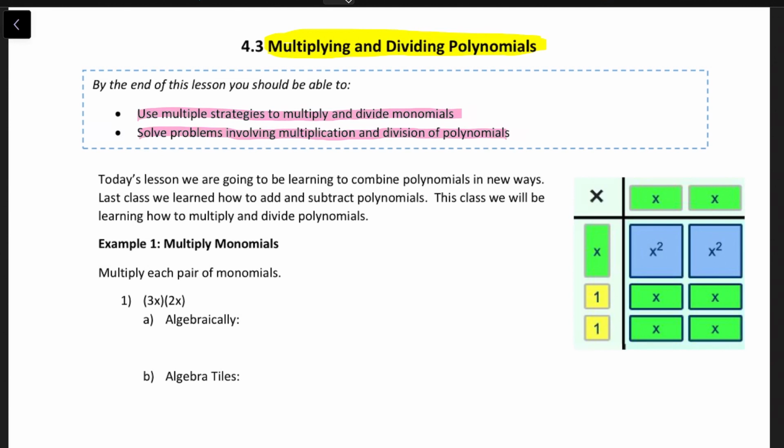in new scenarios. So today's lesson, we're going to be learning to combine polynomials in new ways. Last class, we learned how to add and subtract polynomials. This class, we'll be learning how to multiply and divide.